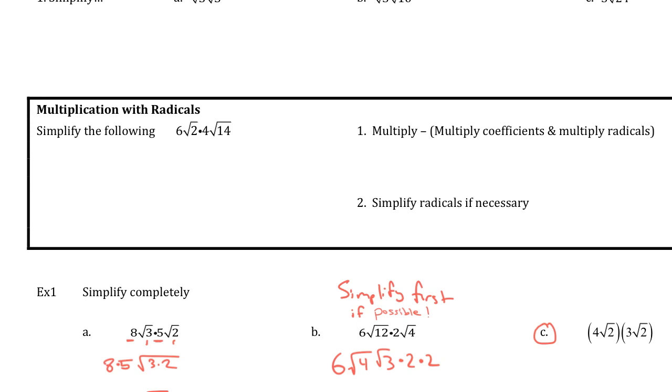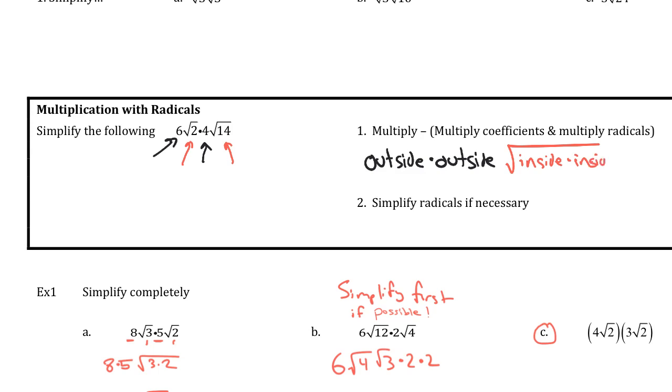So you got to know what I mean when I say outside. When I say outside, I'm talking about any number that's not underneath a square root or radical symbol. And when I'm talking inside, I mean the numbers literally inside the square root or radical symbol. So we literally do outside times outside, and then it becomes square root of inside times inside. And that's how you multiply radicals.